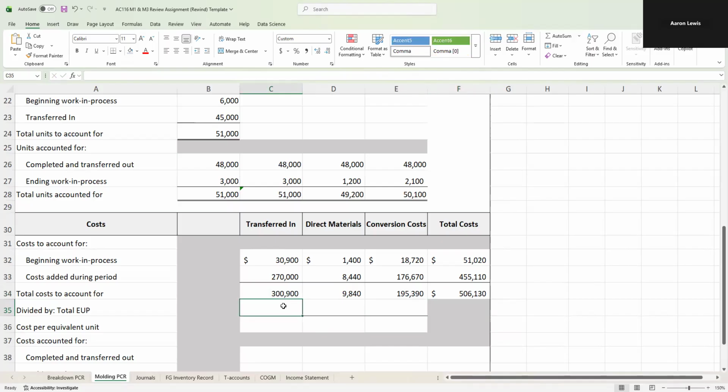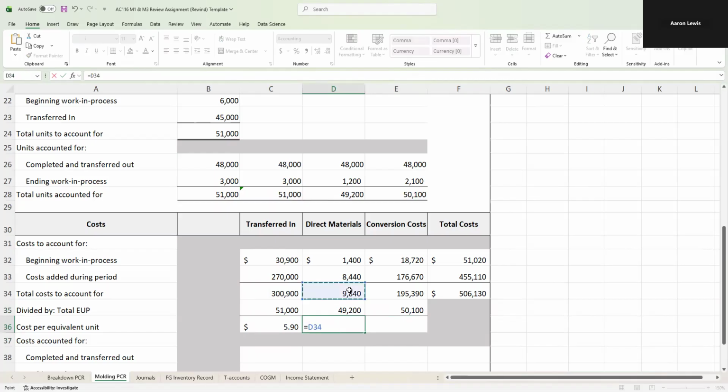So let's break it down to a per unit basis by dividing those costs to account for by our total equivalent units of production. And up here, we've decided that our total equivalent units of production for transfer in was 51,000. For direct materials, it was 49,200. And for conversion costs, it was 50,100. And if I say that $300,900 worth of transferred in costs was enough to make 51,000 bins, well, then each bin cost us $5.90 in cost. Not that was added by the molding department, but that was added by the departments before them in the production process.